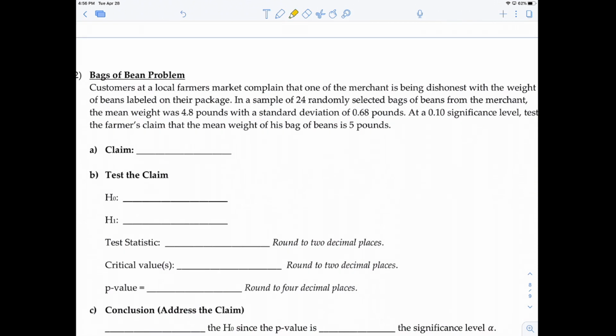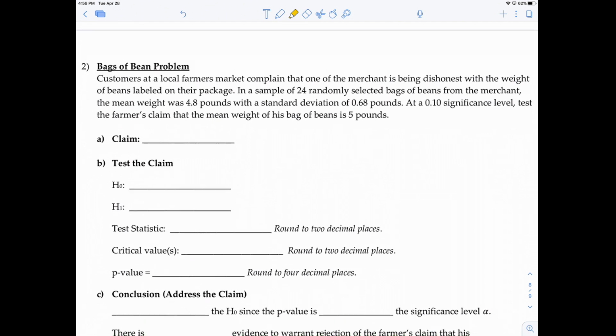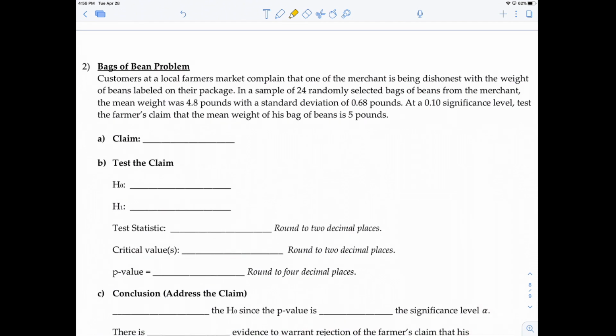In this example, it's the bags of beans problem. Customers at a local farmers market complain that one of the merchants is being dishonest with the weight of beans labeled on their package. In a sample of 24 randomly selected bags of beans from the merchant, the mean weight was 4.8 pounds with a standard deviation of 0.68 pounds. At a 0.10 significance level, test the farmer's claim that the mean weight of his bags of beans is 5 pounds.